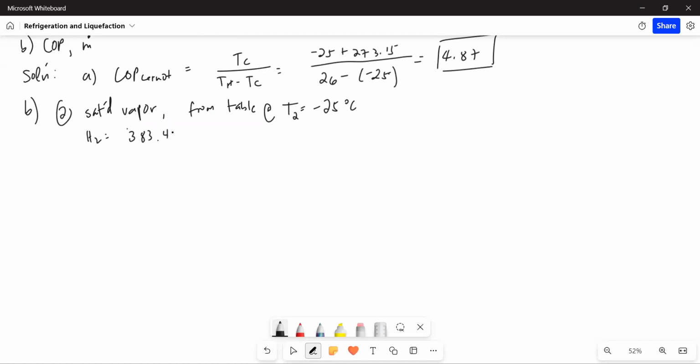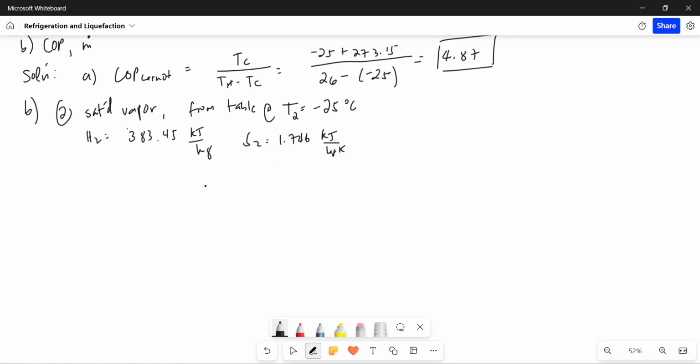383.45 kilojoules per kilogram. And then S2, same from the table, read the value. Okay, it's 1.746 kilojoules per kilogram Kelvin.